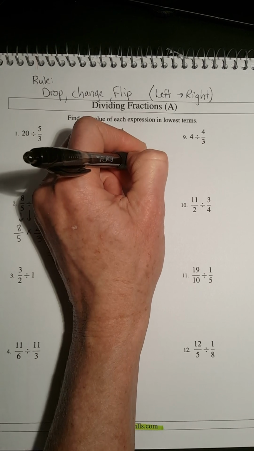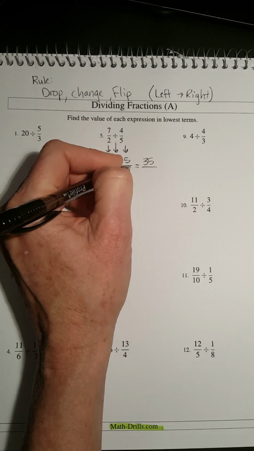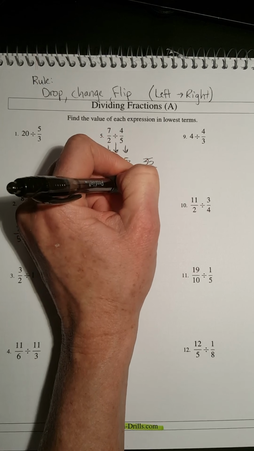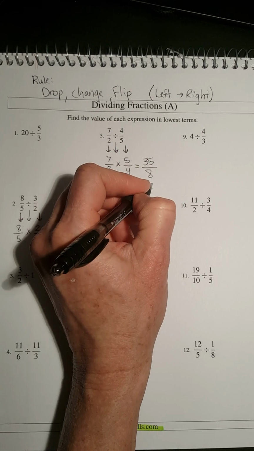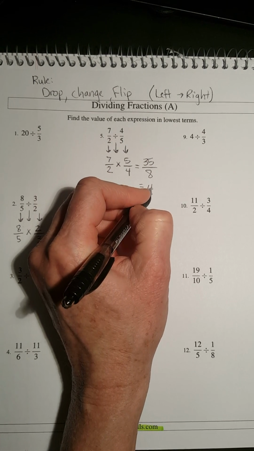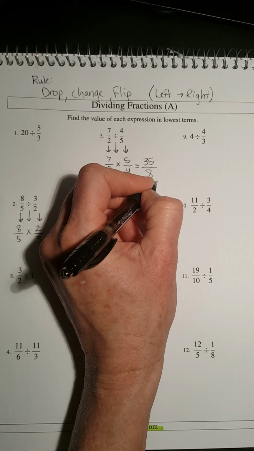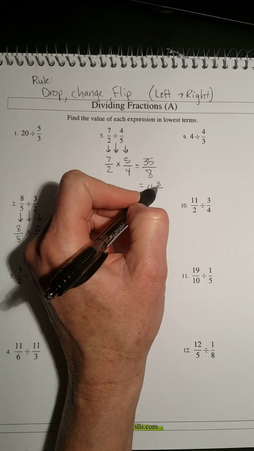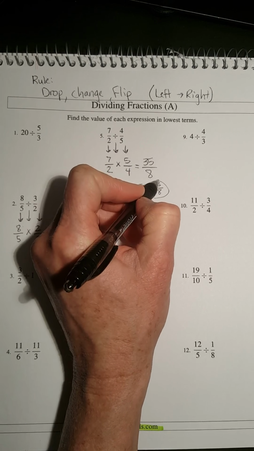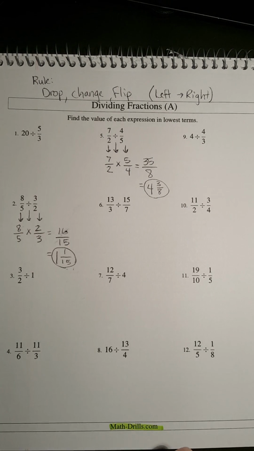So 7 times 5 is 35. 2 times 4 is 8. And again, if I'm doing a mixed number, 8 goes into 35 4 times. That's 32. Remainder would be 3, the difference between 32 and 35, over the denominator. So that's 4 and 3/8.